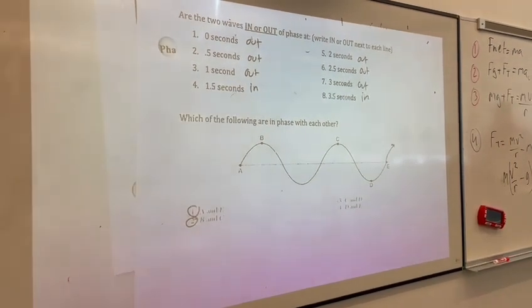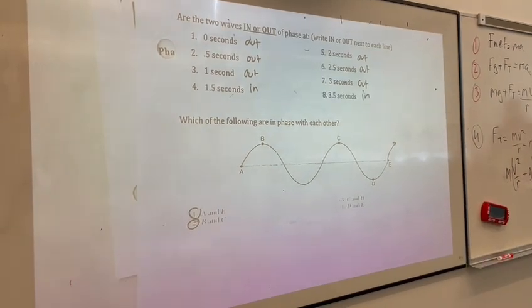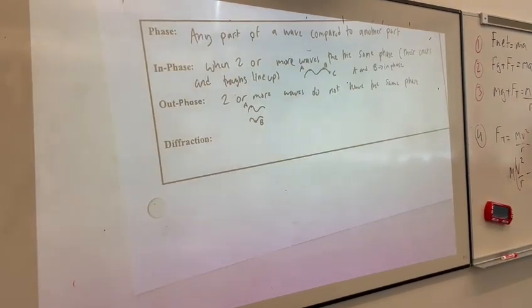Okay, that's it for today from me. Actually, there's one more thing I want to write down before that. I'm lying to you. Let's define diffraction real quick.